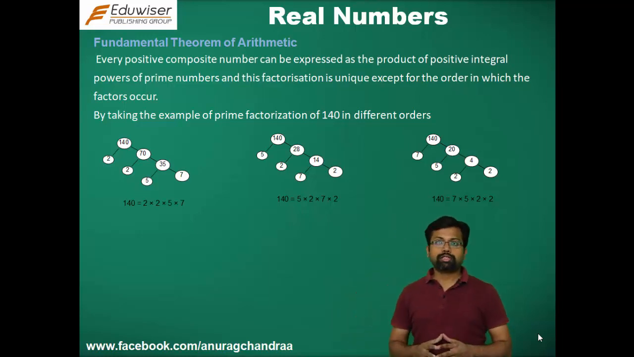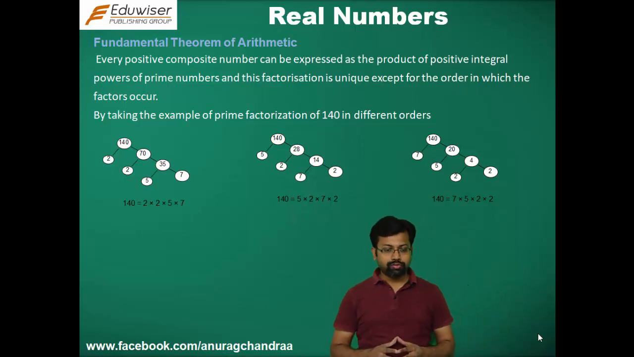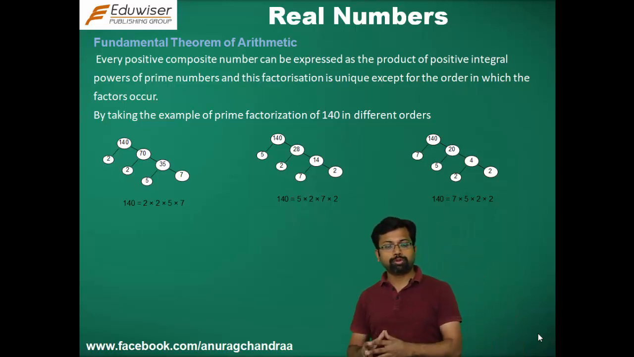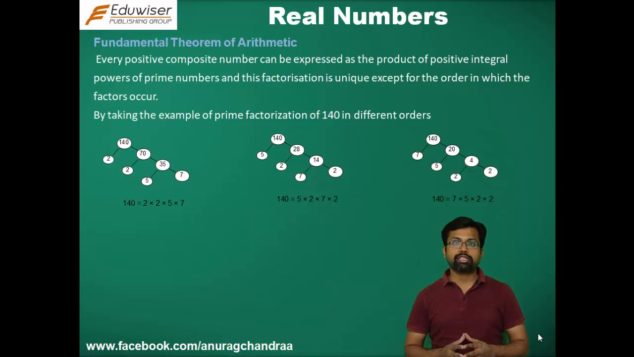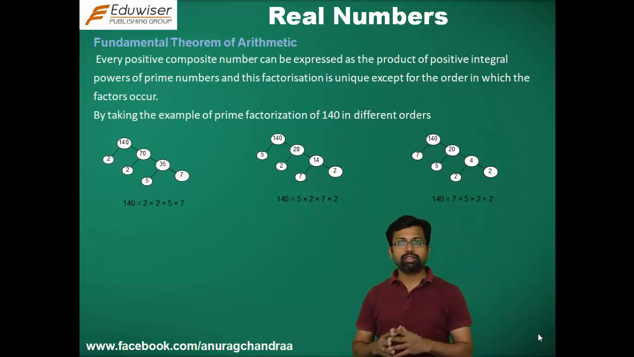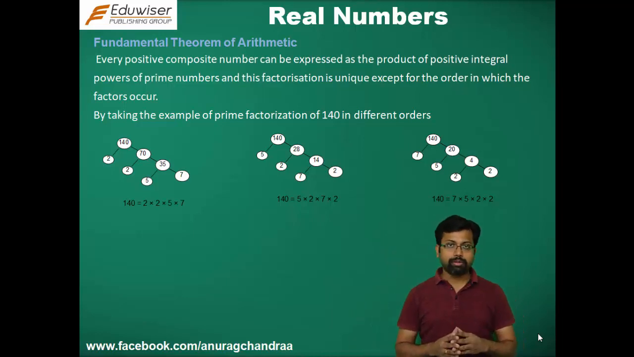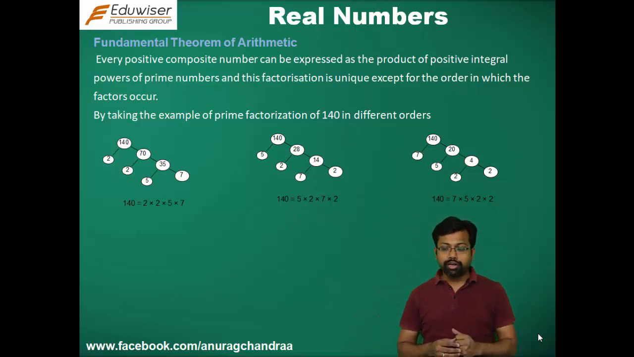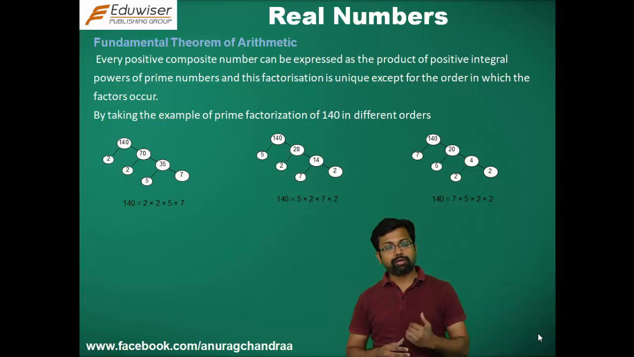Now the next subtopic is the fundamental theorem of arithmetic. What does the fundamental theorem of arithmetic state? It states that every positive composite number can be expressed as a product of positive integral powers of prime numbers. And this factorization is unique except for the order in which the factors appear.